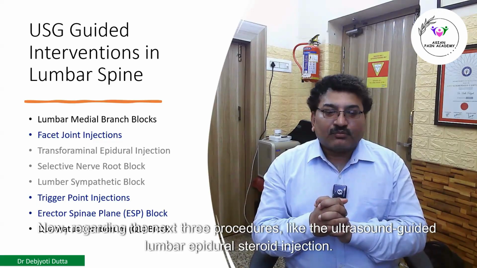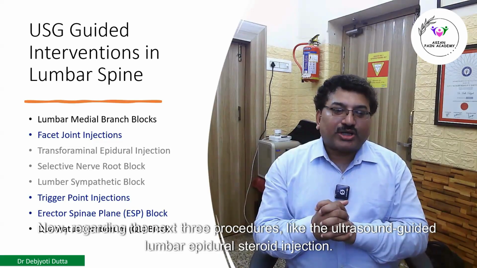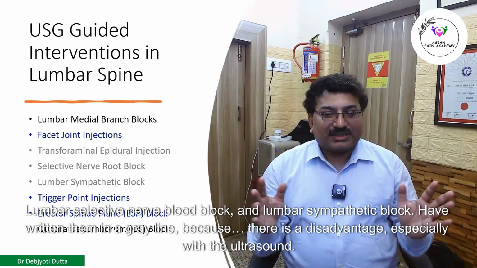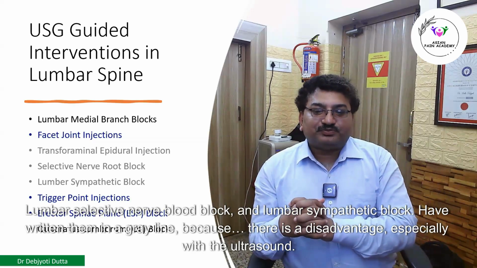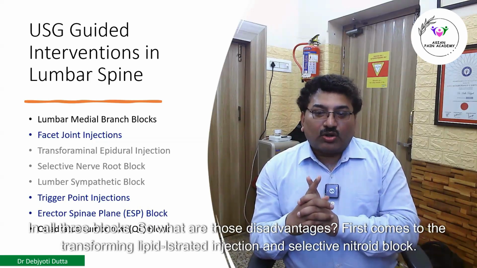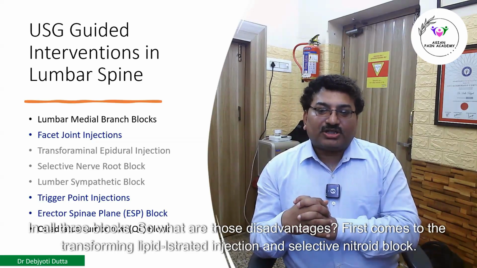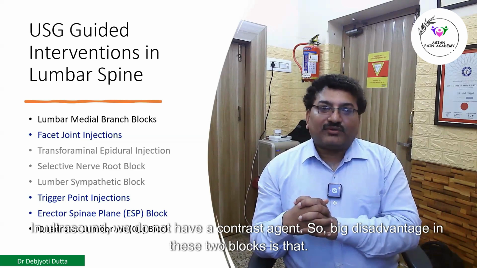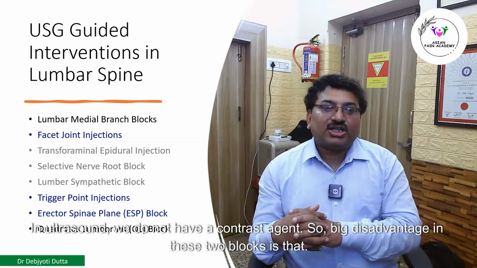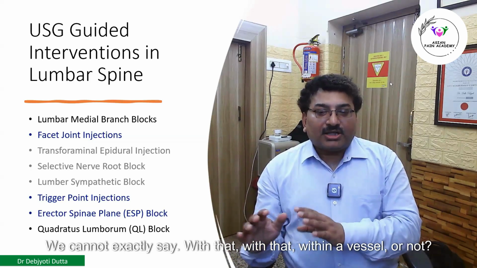Now regarding the next three procedures, the ultrasound guided lumbar epidural steroid injection, lumbar selective nerve root block, and lumbar sympathetic block, I have written them in a gray line because there is a disadvantage with ultrasound in all three blocks. So what are those disadvantages? First comes the transforaminal epidural steroid injection and selective nerve root block. In ultrasound, we do not have a contrast agent. So the big disadvantage in these two blocks is that we cannot exactly say whether we are within a vessel or not.